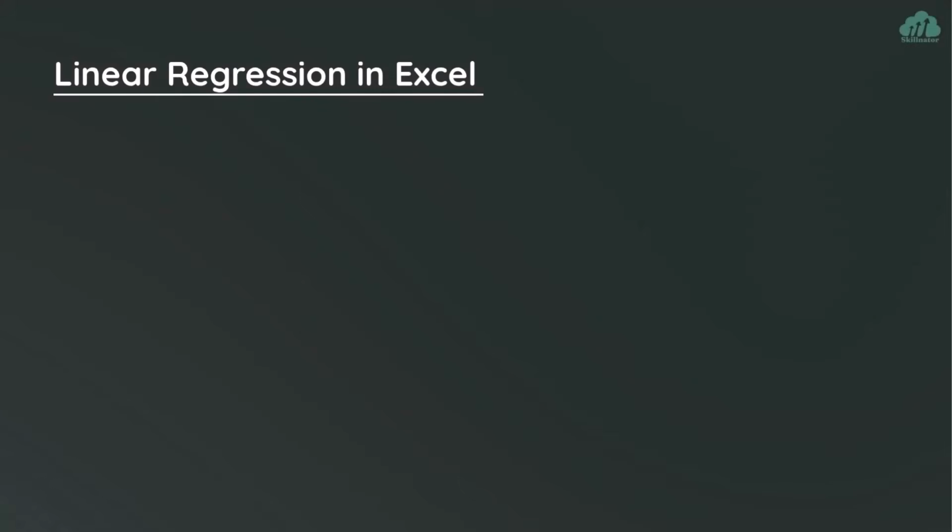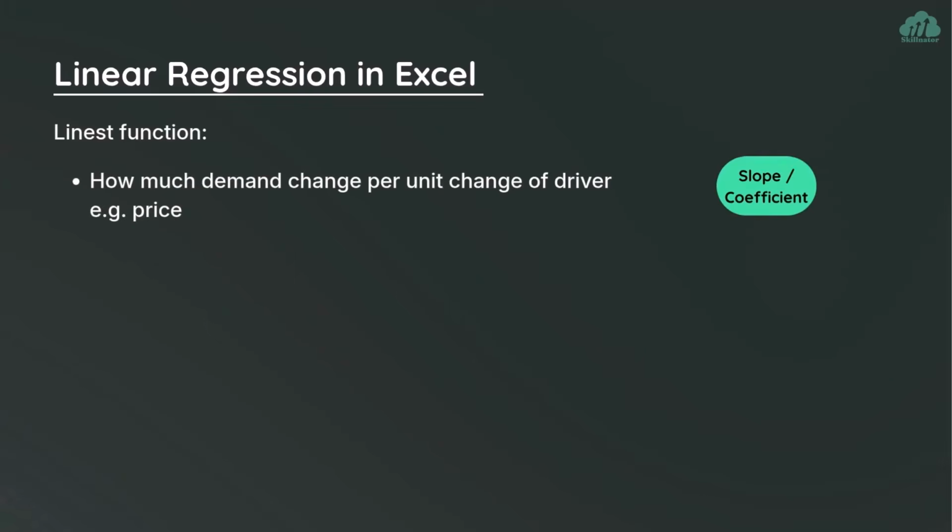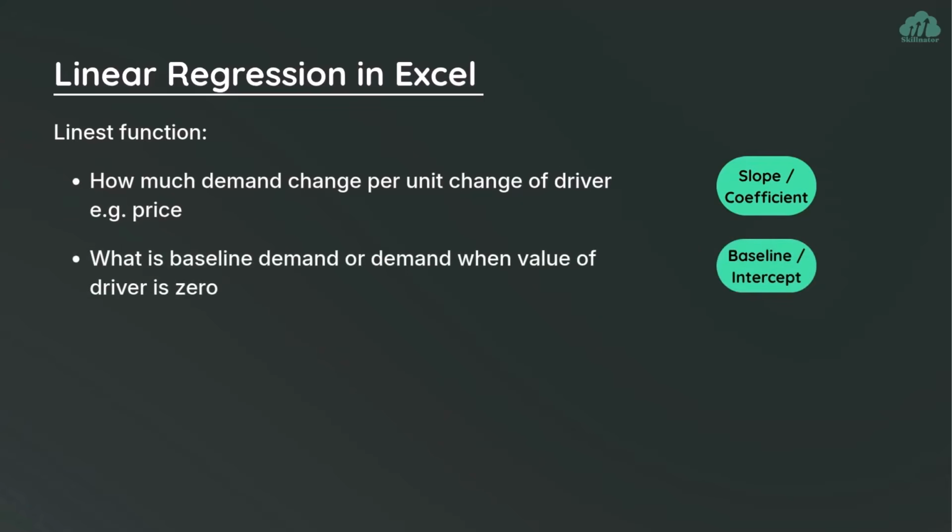Excel provides a built-in function for linear regression, and that function is called LINEST. At a high level, in this function, Excel estimates 2 things. First, it estimates how much the demand changes per unit change in driver, or in this case, per unit change of price. This is called the slope or coefficient. Second, it estimates the baseline level of demand, or what the demand is going to be when the value of the driver is 0. This is called the baseline or intercept.